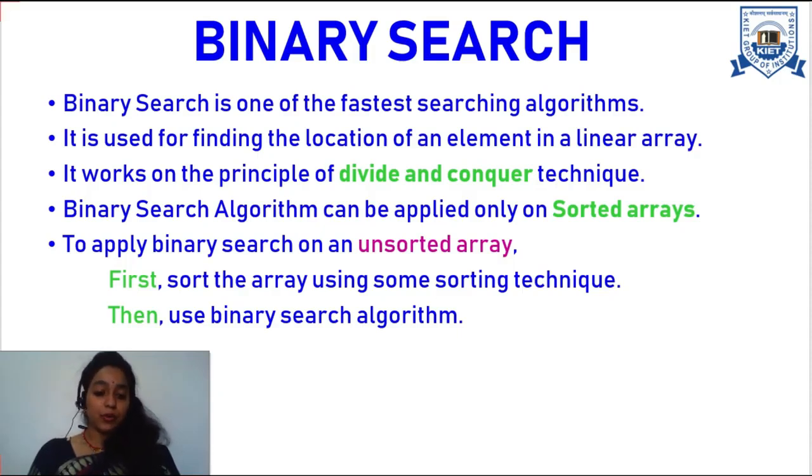And if you need to implement the binary search algorithm on an unsorted array, then in that case, you first need to sort the array by using any of the sorting techniques. We have multiple sorting techniques like bubble sort, selection, insertion, heap, quick, merge. We can use any of the sorting techniques, first sort the unsorted array, and then implement the binary search algorithm.